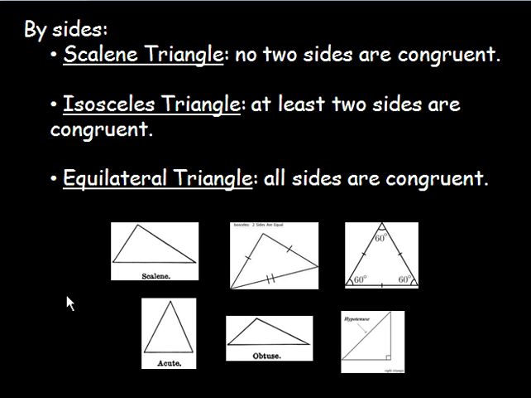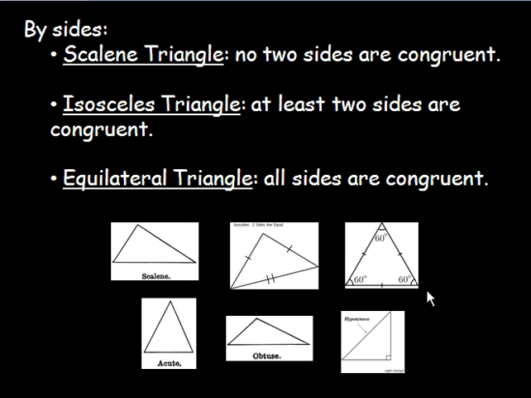Down here we have some images. Scalene triangle right here. Notice how all the sides appear to be different. Here we have an isosceles triangle. Two of the three sides are the same. And remember the definition is at least two. It could be three.